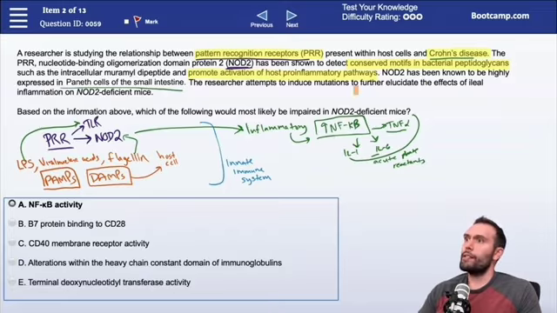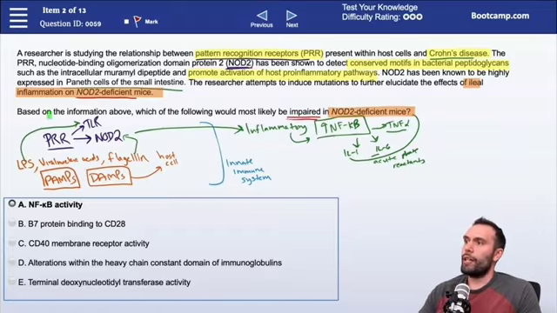So we want to see the effects of inflammation on NOD2 deficient mice. Key word here is deficient, right? So these mice presumably do not have the gene that codes for this NOD2 receptor. Based on the information above, which of the following would most likely be impaired in NOD2 deficient mice? What would most likely be impaired?